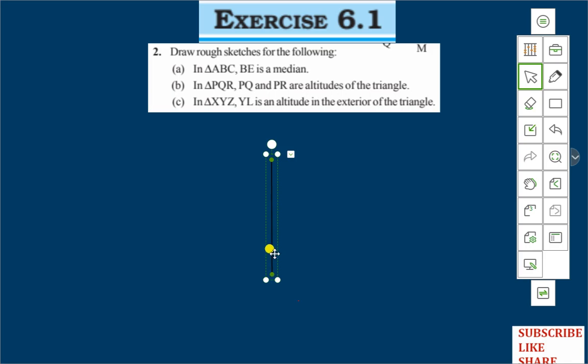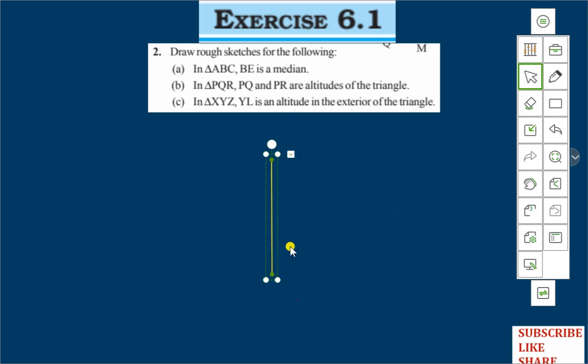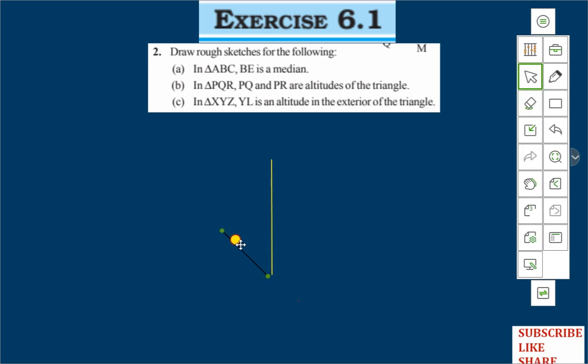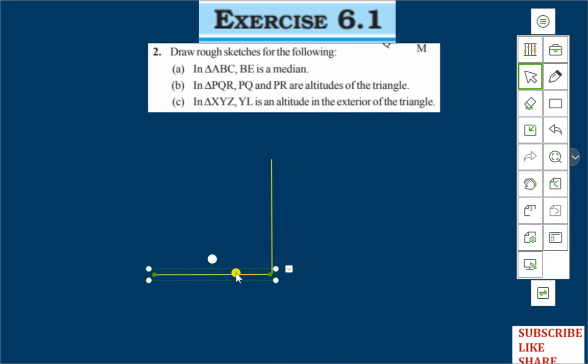Let us take this line. Right. Let us take another line. Right. Let us take another line.